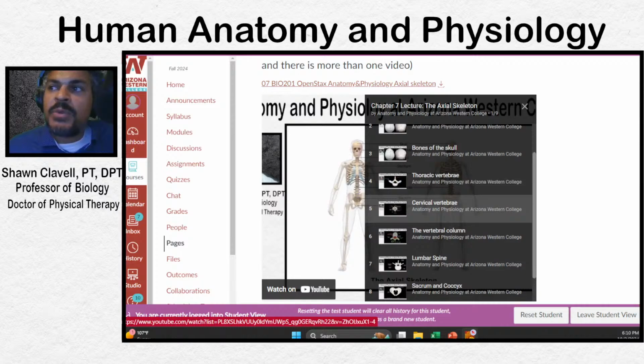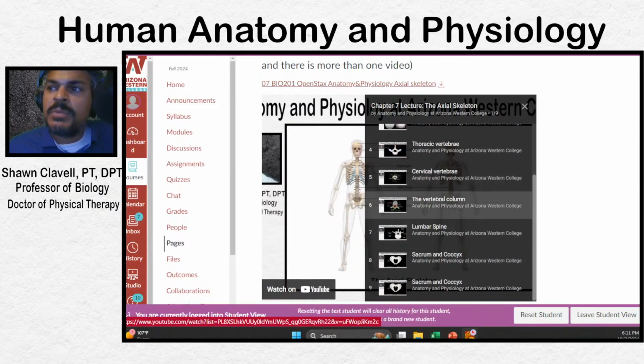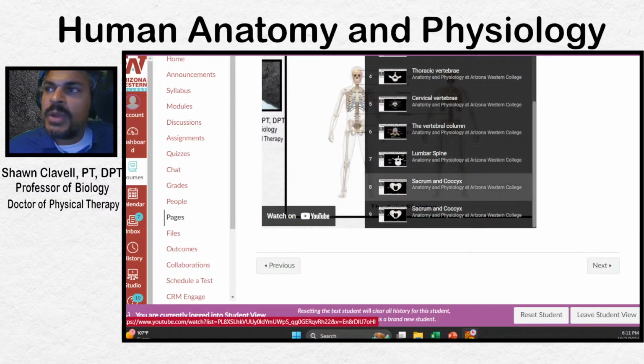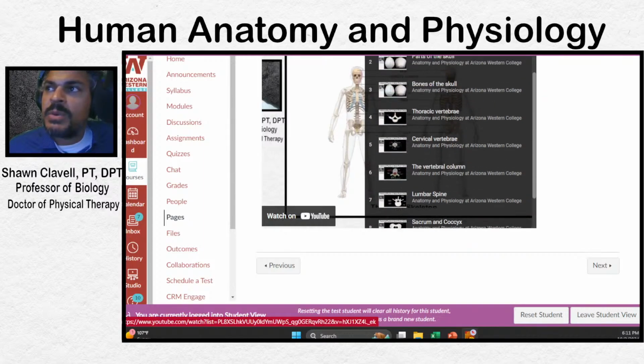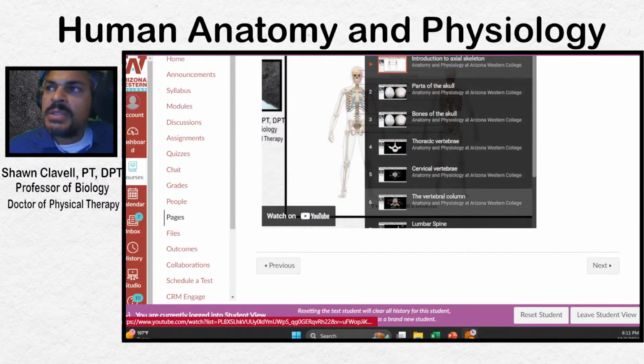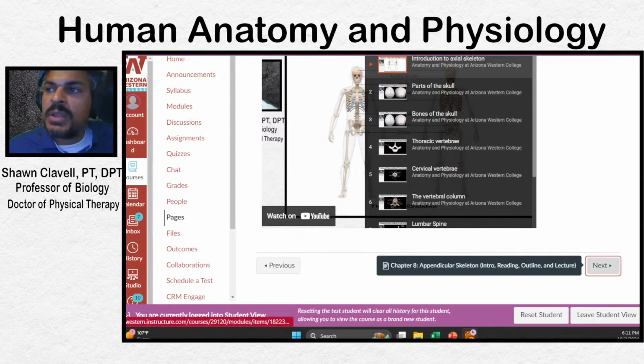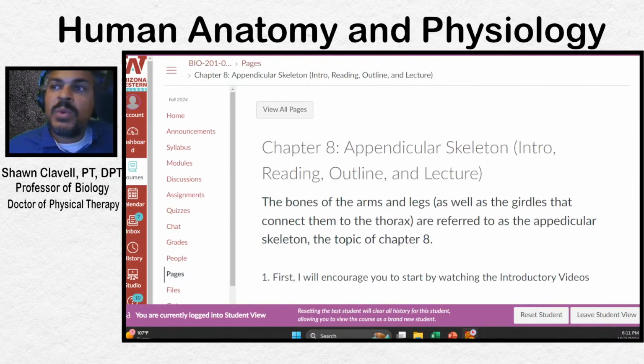You've got the thoracic, cervical, the vertebral. They're kind of out of order. I should fix this, huh? The vertebral column, the cervical vertebrae, the thoracic vertebrae, and the lumbar vertebrae. Then the sacrum and the coccyx. So again, we'll be jumping into this in my online class, my in-person class this week as well.